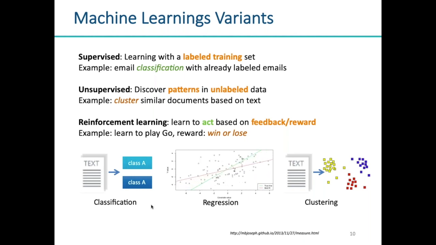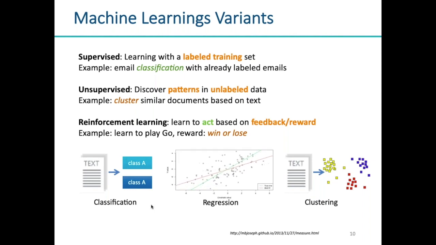For machine learning algorithms, we have different variants, but we can categorize them into three broad categories. The first one is supervised algorithms. In supervised machine learning techniques, we learn with labeled training sets. For example, classification is one example of supervised learning. When you want to classify your emails or detect spam from normal emails, it is a classification, and the label is whether this email is spam or a normal email.